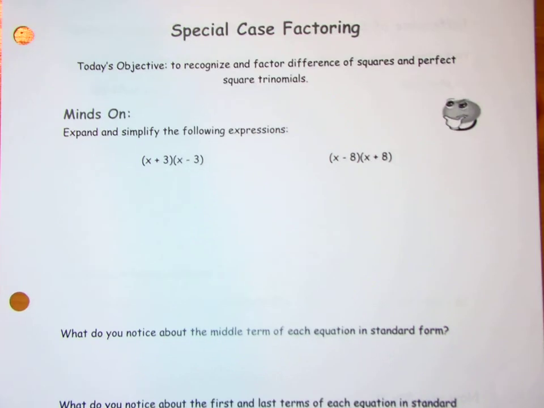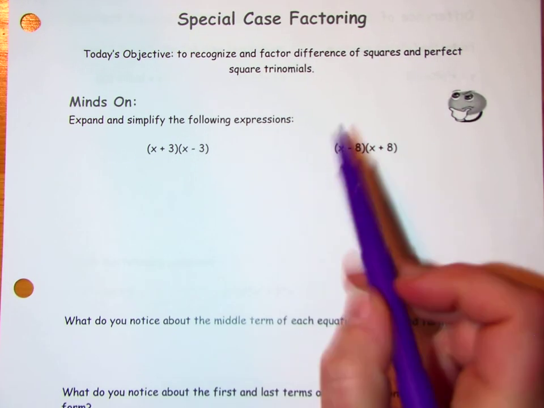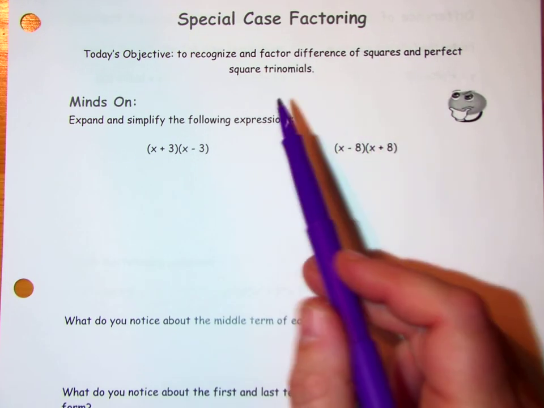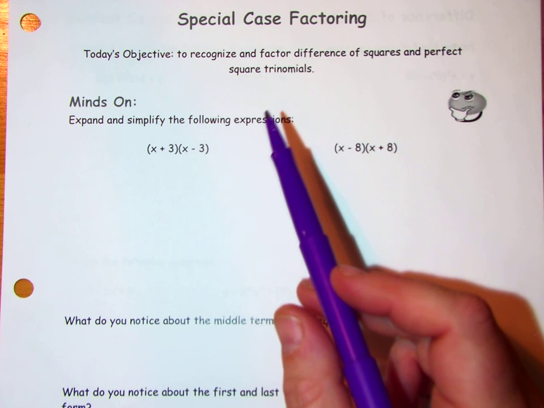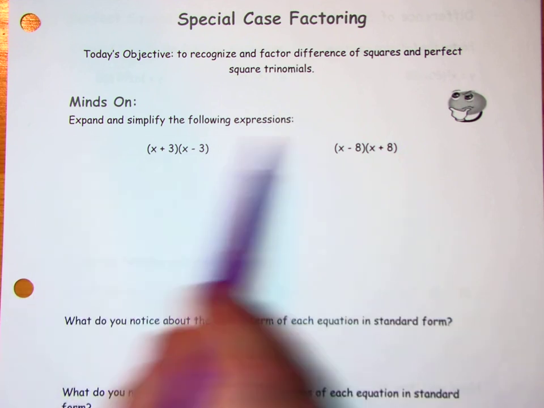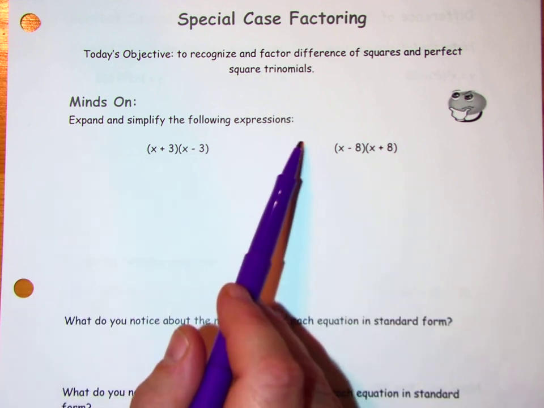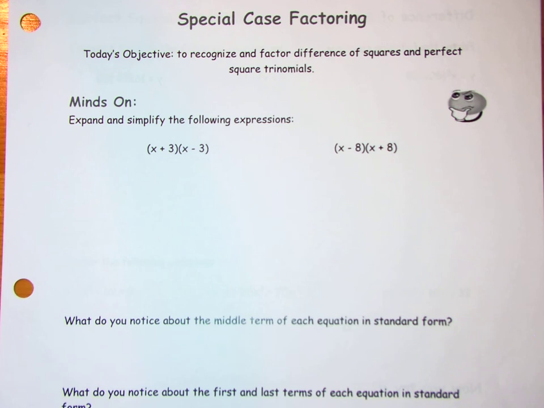Okay, so with special case factoring, we're going to look at figuring out what difference of squares and perfect square trinomials are. In the Minds On, you're asked to expand and simplify the following expressions. So I'm going to ask that you pause the video and then go ahead and expand and simplify those expressions. Okay, hopefully you've gone ahead and done that.